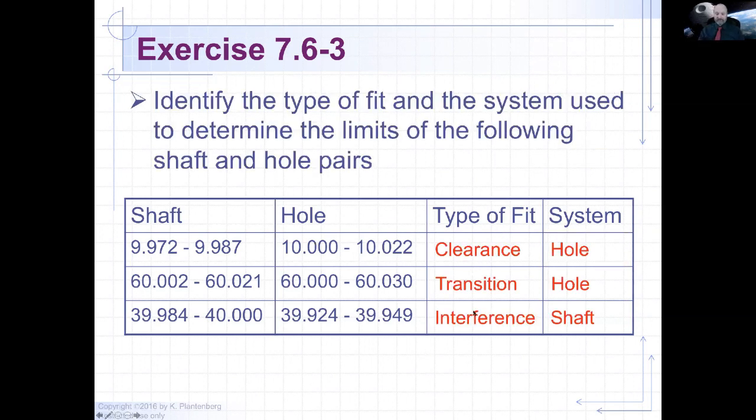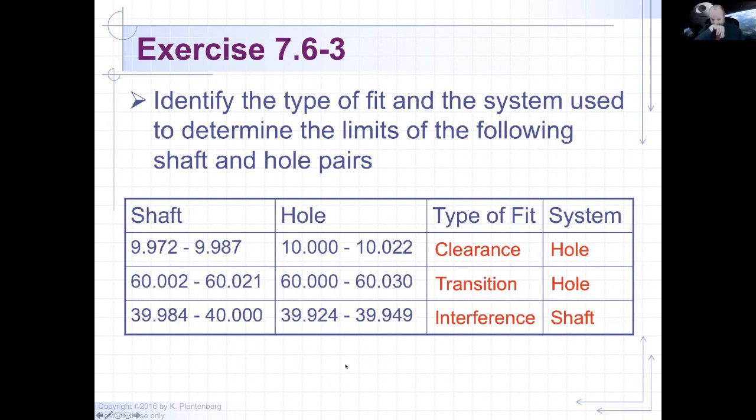And then the types of fits takes a little doing. You have to look at the definitions. It's kind of hard to remember all of them. But you can kind of look at it. Clearance, that's pretty obvious because the shaft is always smaller than the hole. So that's a clearance fit. You always have a space. Interference, look at this one. The biggest the hole can be is still smaller than the smallest shaft. So it's always going to interfere.